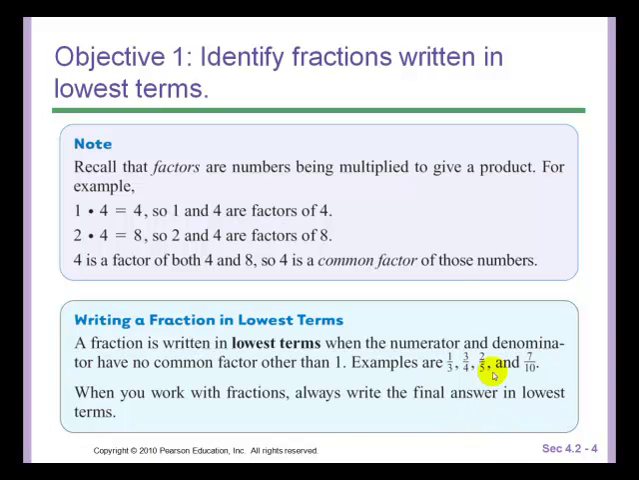A quick note, even though these examples are all proper fractions, improper fractions are also considered in lowest terms as long as they have no common factors other than 1. You do not convert to a mixed number in order to simplify improper fractions. Improper fractions are perfectly acceptable answers as long as they have no common factor other than 1.